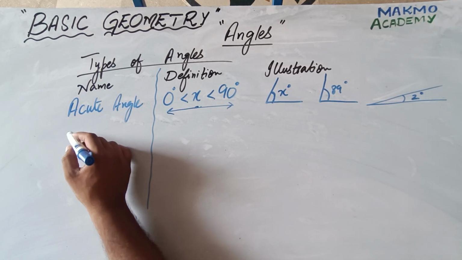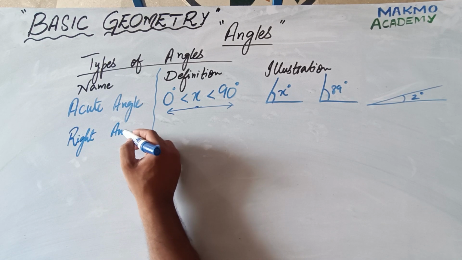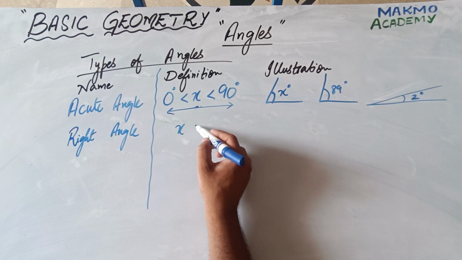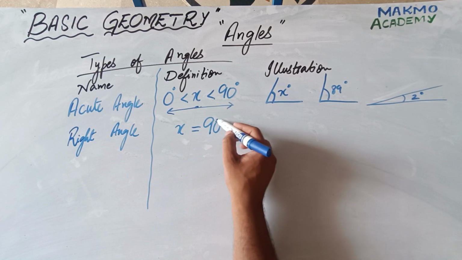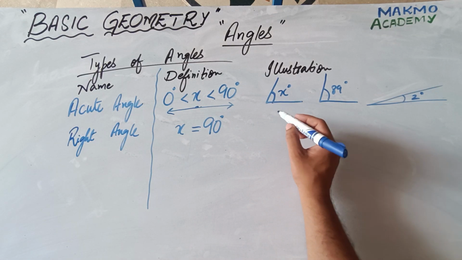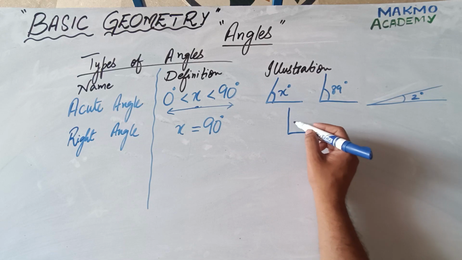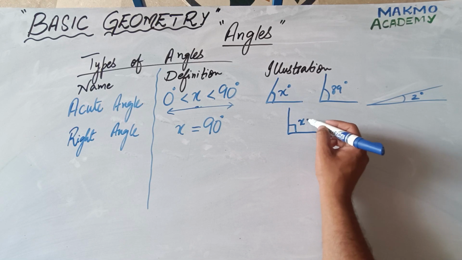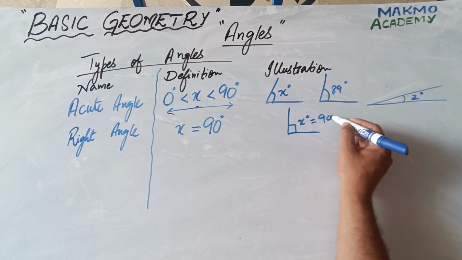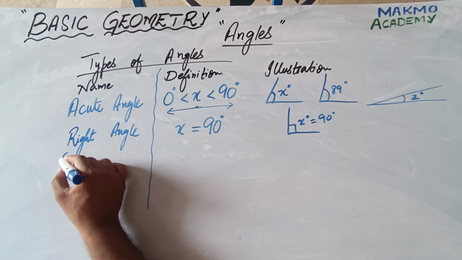Now the second one is the right angle. If x is actually equal to 90, not lesser than 90 and not greater than 90, those angles are called right angles. If the size of this x is equal to 90 degrees, that angle is called a right angle. And the next type is the obtuse angle.